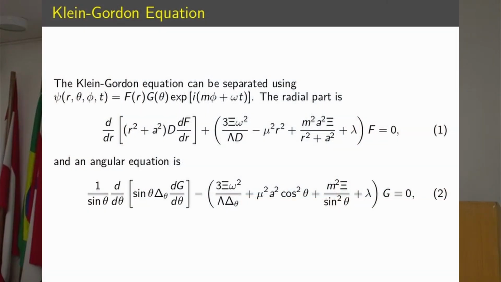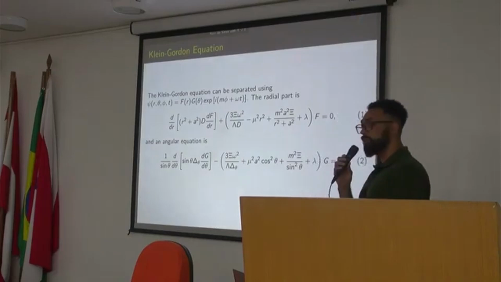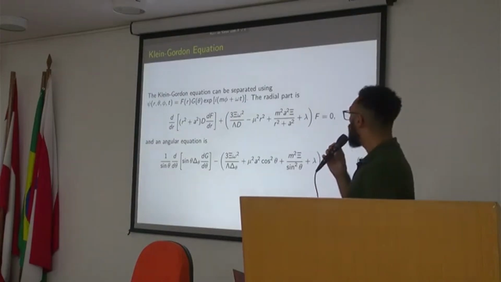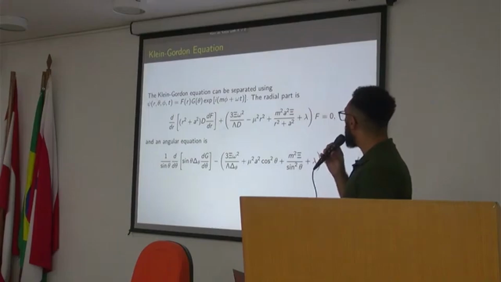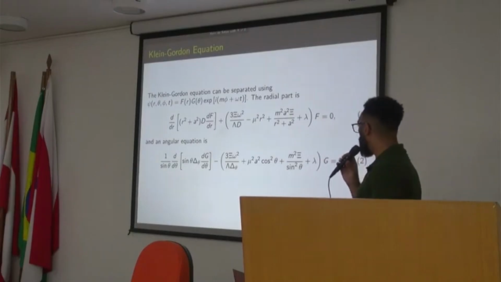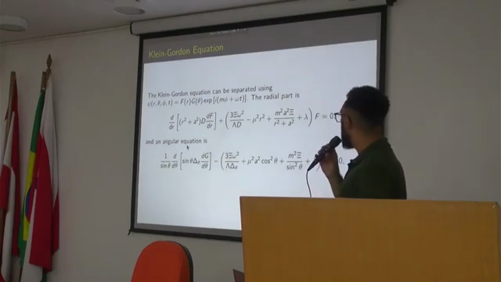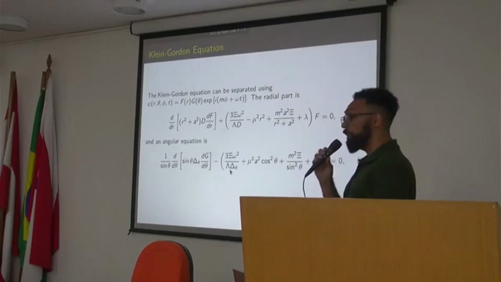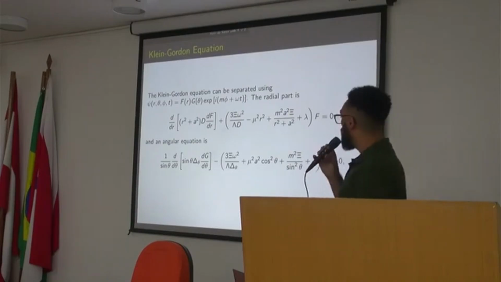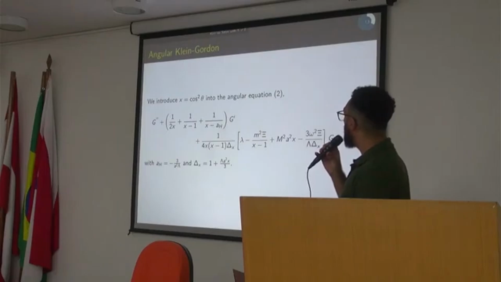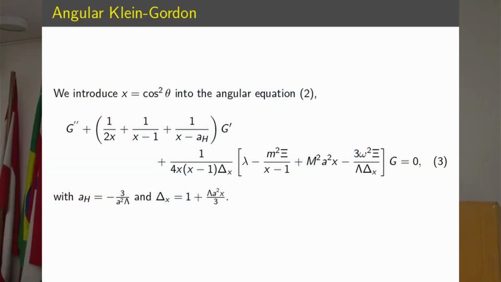Now, since we are in the vicinities of a black hole, we are dealing with a relativistic wave equation, so we will need the Klein-Gordon equation. And once we separate the Klein-Gordon equation using simple separation of variables, we will get a radial equation, like equation 1, and an angular equation, like equation 2. We notice here that we have those functions D and delta theta in the denominator of those equations. That means singularities.